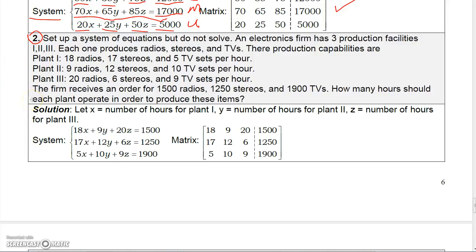It's very similar to number 1, except here our equations are based on the number of radios, which would be 1,500 radios. We have to have 1,250 stereos and 1,900 TVs. Now, in order to do that, based on the number that you can produce, you have 18x for the number of radios that can be produced from plant 1, 9 radios per hour for plant 2, and 20 radios per hour for plant 3. So 18x plus 9y plus 20z equals 1,500 radios. And then you do the same thing for stereos and the same thing for TVs. Looks like this problem might need to be updated.